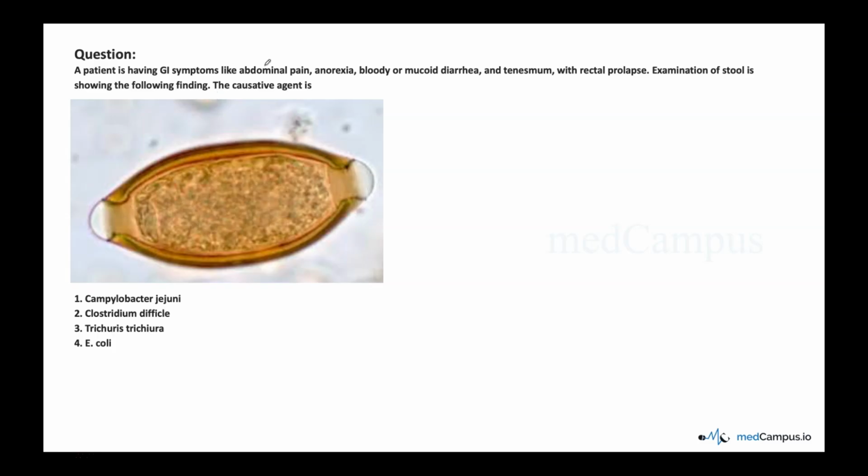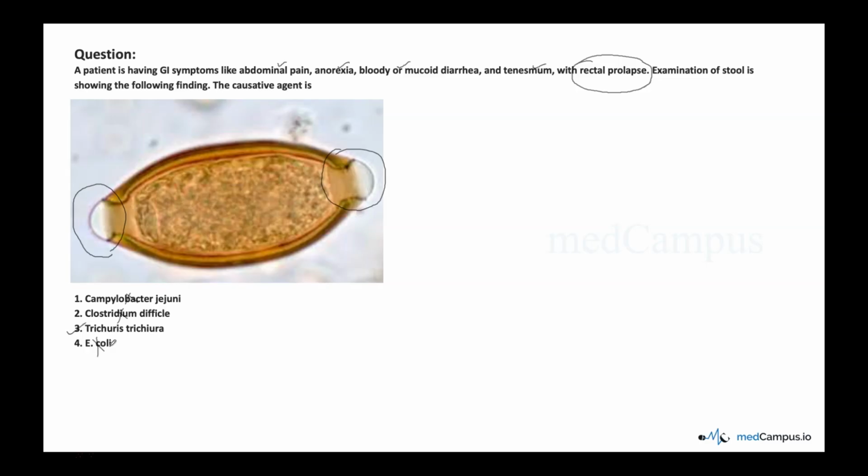A patient is having GI symptoms like abdominal pain, anorexia, bloody or mucoid diarrhea, tenesmus with rectal prolapse, very important one. Examination of stool is showing the following finding. What is the causative agent? See this barrel-shaped egg with plugs at the end. What is this? It is Trichuris trichiura. Very easy, because all the others are not even in the scene. Barrel shaped egg, and the options are also given pretty easily here.